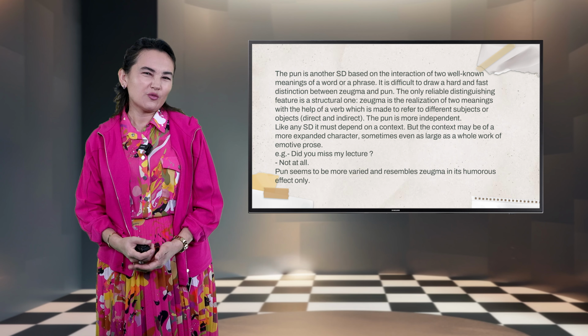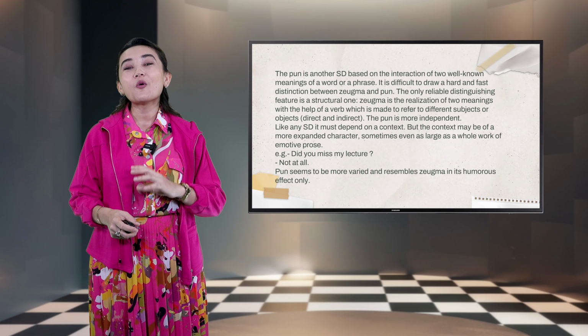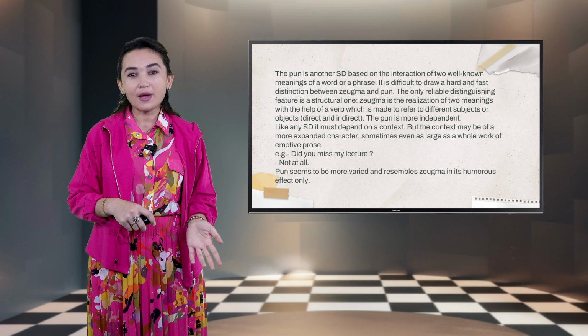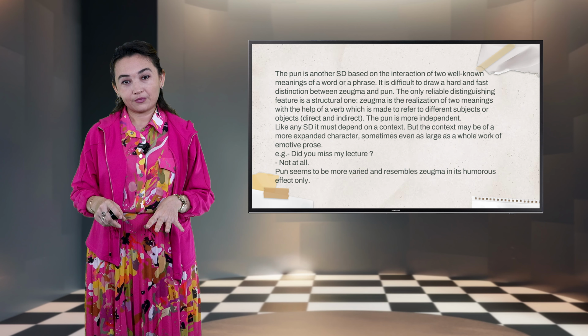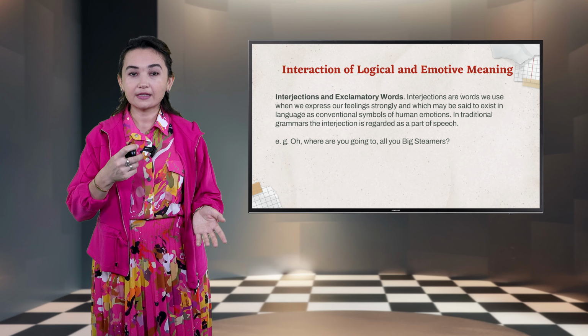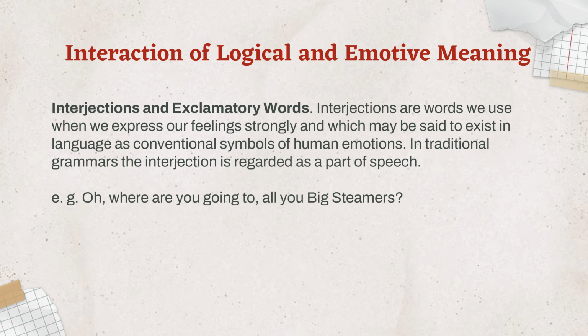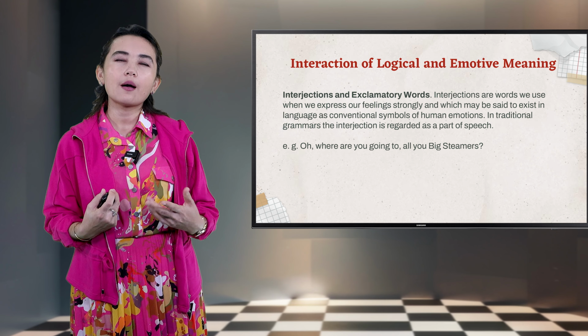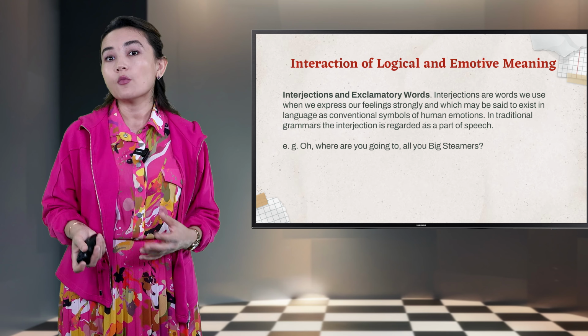For example, did you miss my lecture? Not at all. Here, pun seems to be more varied and resembles zeugma in its humorous effects only. So now, about the type of stylistic device, type of interaction of logical and emotive meaning. Interjections and exclamatory words. Interjections are words we use when we express our feelings strongly and which may be said to exist in language as conventional symbols of human emotions.